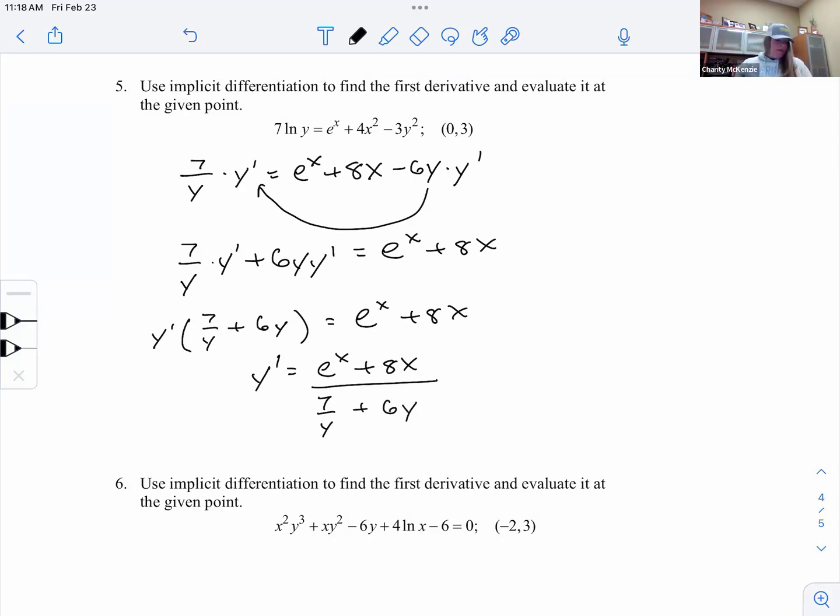Okay, so good, we're there. Now put in your values. So e to the 0 plus 8 times 0 over 7 over 3 plus 6 times 3. Well, the top is 1 plus 0. So the top is just 1 because e to the 0 is 1. So 1 plus 0 is 1. And then on the bottom, I have 7/3 plus 18. Can I cheat? I got 61/3.